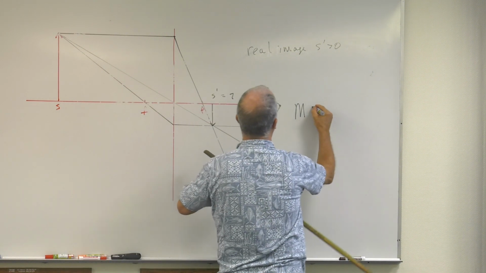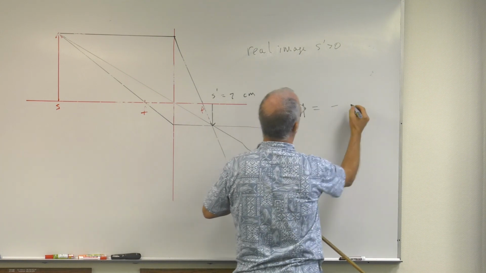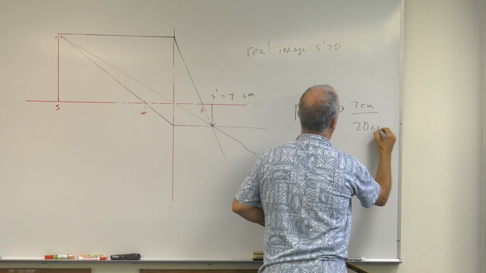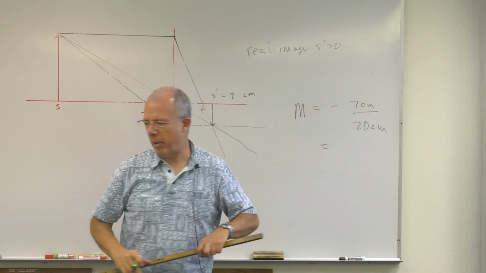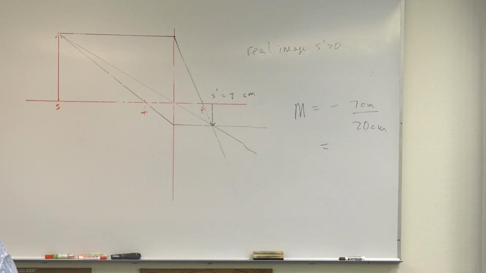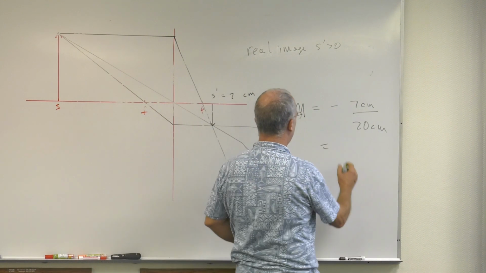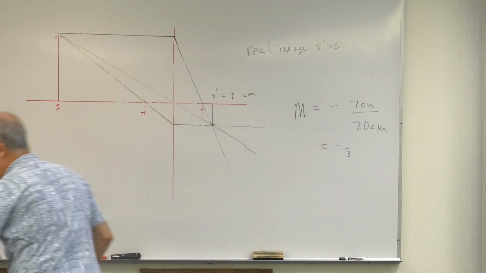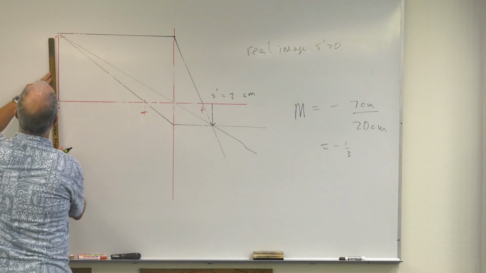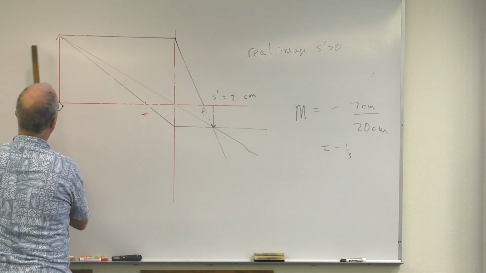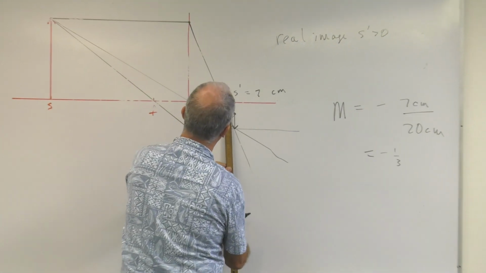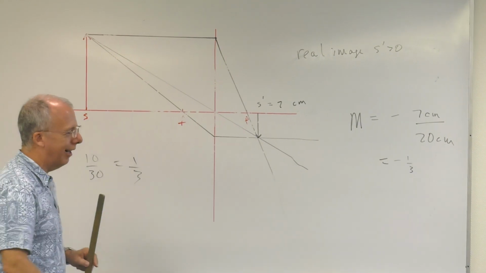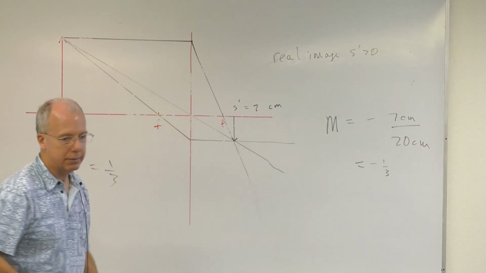So magnification is minus S prime over object, which is about a third, right? Let's do it this way. This is 30. This is 10. So 10 over 30 is about a third. Woohoo! All right, anyway. There you go.